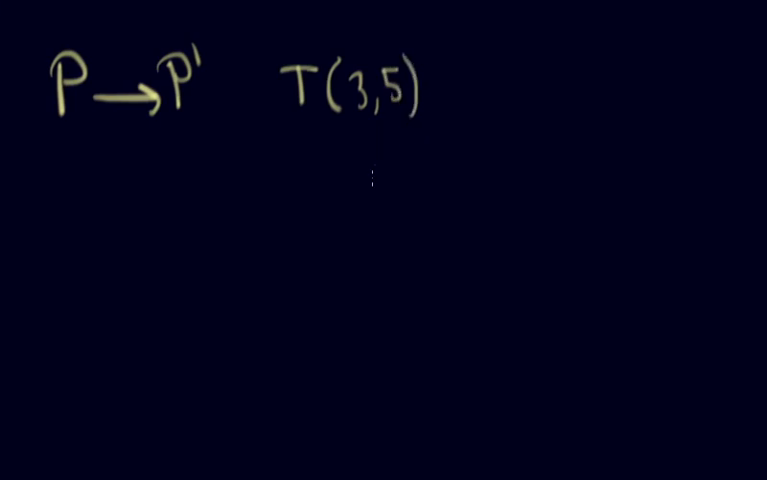So let's see what one might potentially look like, shall we? So here I'll just do a transformation of a translation. And this is what we're going to be saying, basically. We're going to move a pre-image, the letter P, to the image spot. And we're going to say that the translation goes by the rule of (3, 5). Okay, so that just basically means that the x will add 3 and the y will add 5.